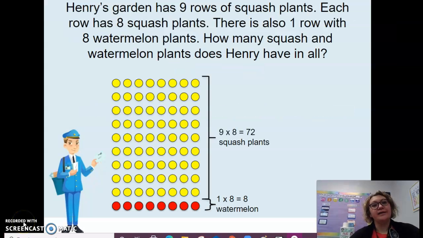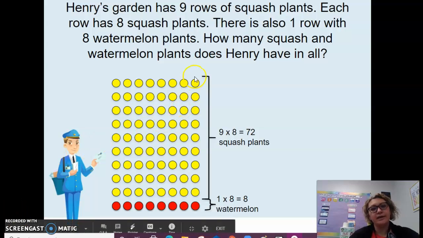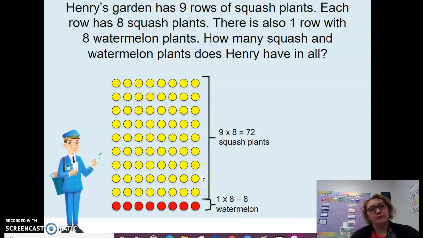Okay. Here is today's application problem. Henry's garden has 9 rows of squash plants. So the yellow is the squash. Each row has 8 squash plants. So we have 9 times 8, which equals 72 squash plants.